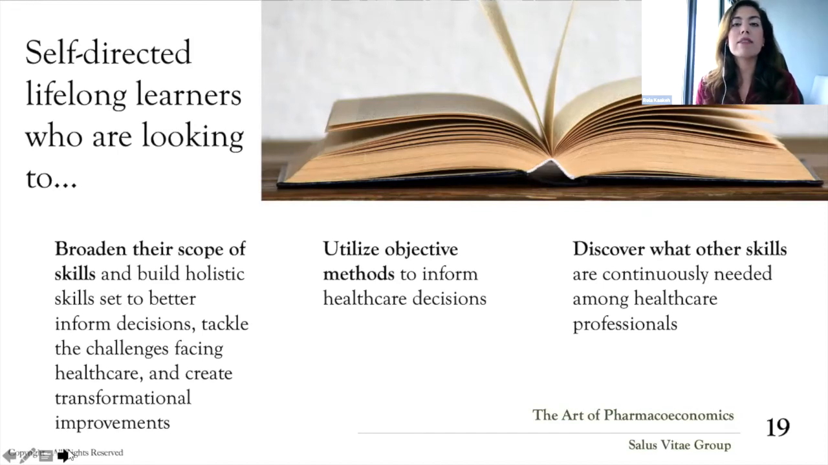Because the ultimate goal is to better inform decisions, right? To address the challenges that we face and create transformational improvements that add value. And if you want to utilize more objective approaches, or start thinking through how to make more objective decisions, and discover what other skills you need. Pharmacoeconomics has been growing and will continue to grow, so these are skill sets that are important to have now and into the future.